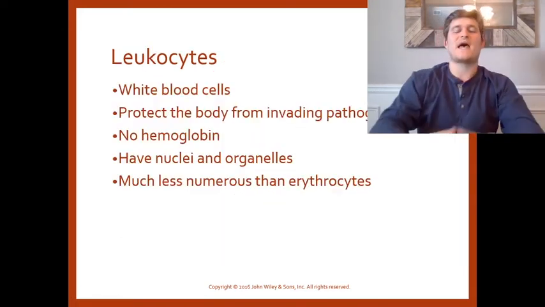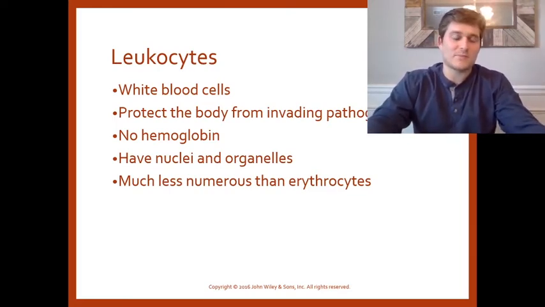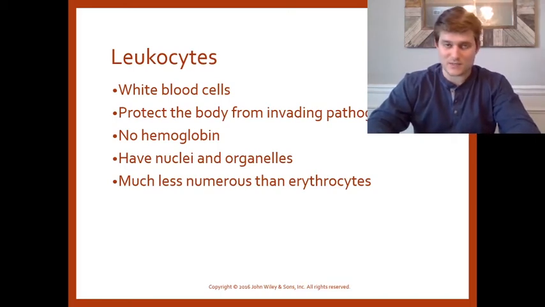White blood cells have a different function. They're not responsible for carrying oxygen and CO2, so there's no hemoglobin, but they will protect the body from invading pathogens. These white blood cells actually do contain a nucleus and the different organelles that most normal cells have, and they are going to be responsible for carrying out certain immune functions and getting rid of different materials within the body that we don't need.